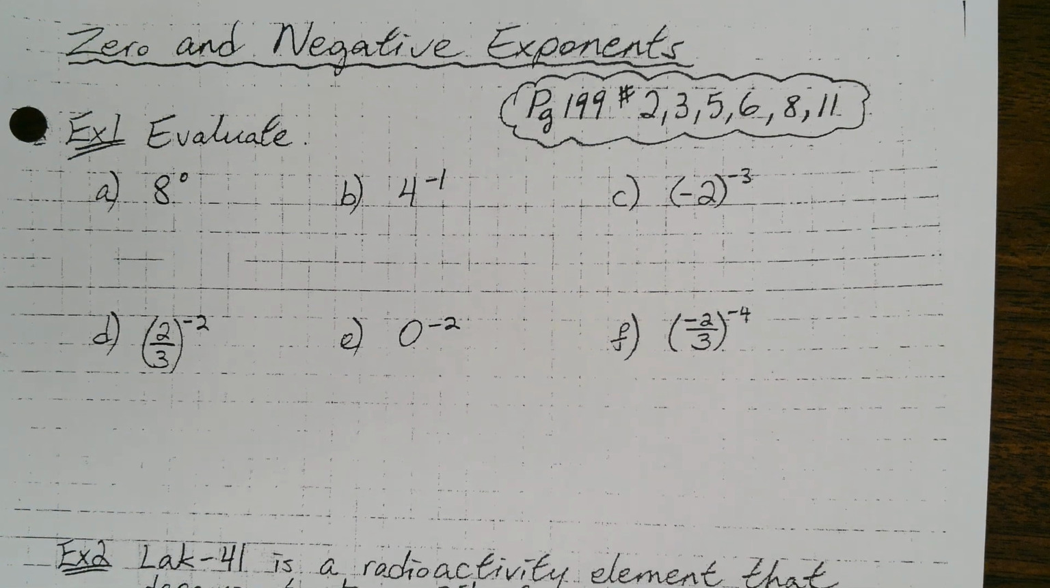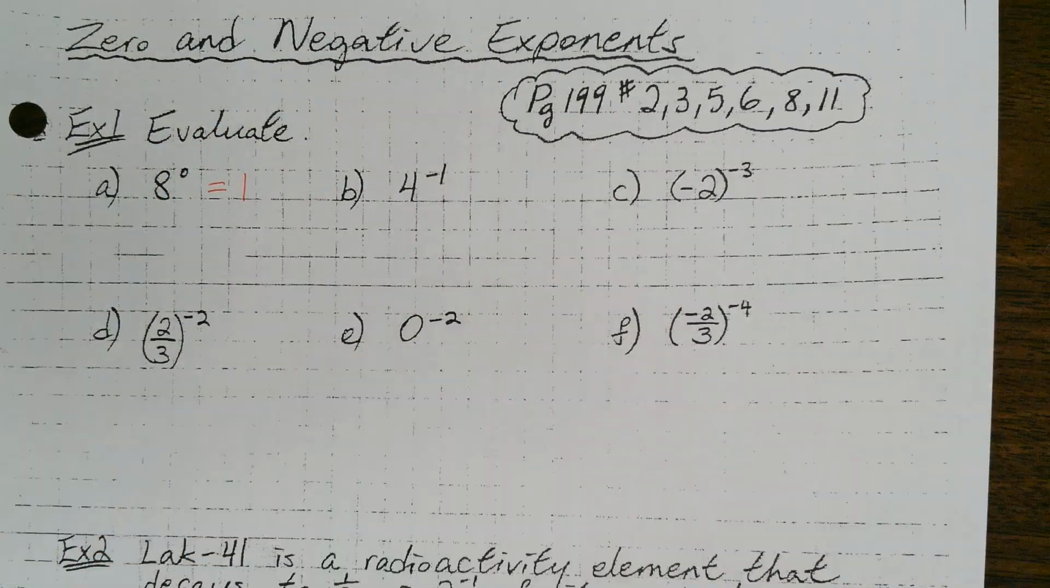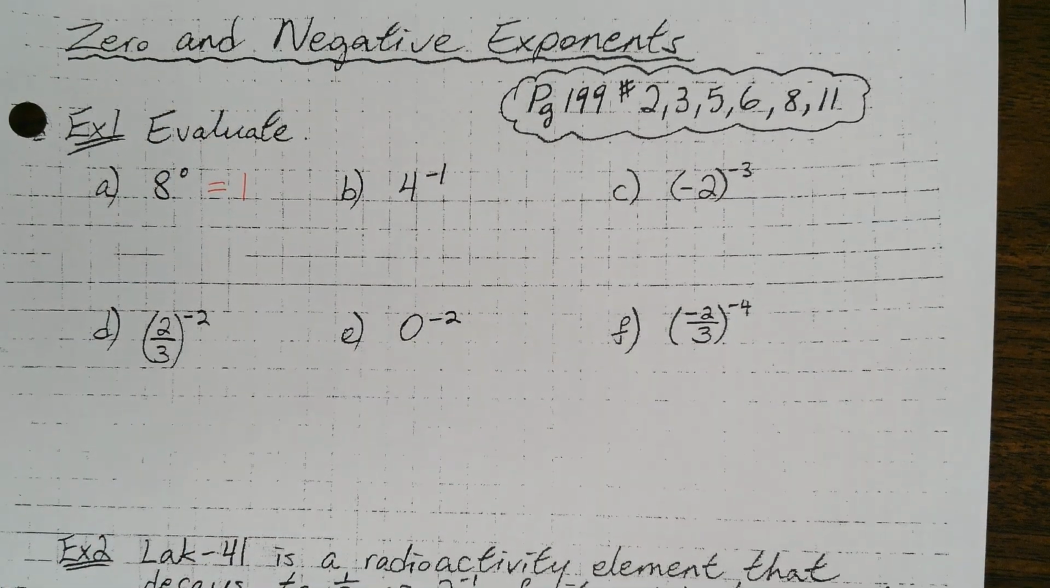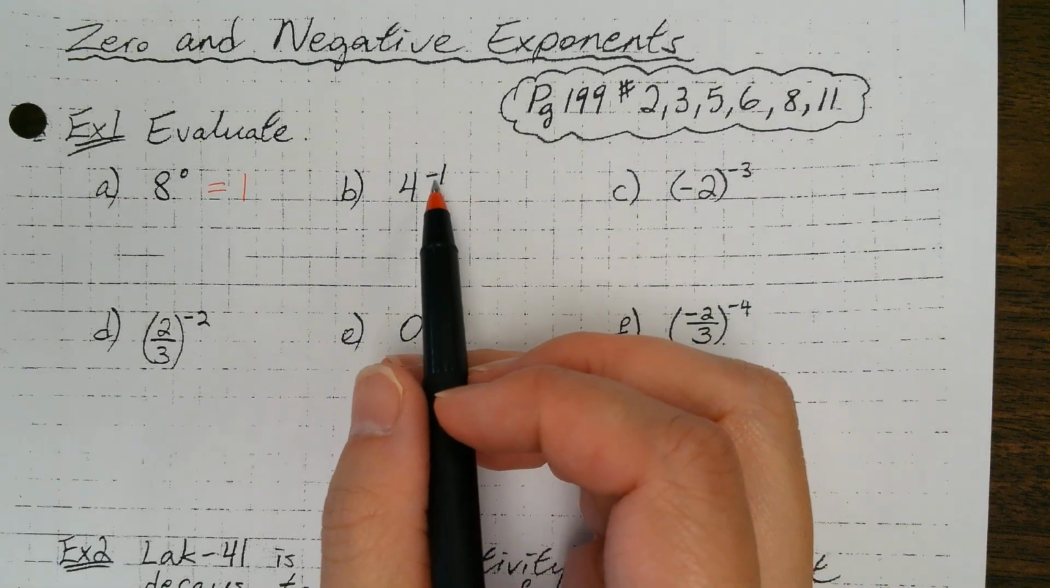Okay, zero and negative exponents. We actually talked about it a little bit yesterday. Anything to the power of zero, what does that equal? 1. Yeah, way to go. That's 1 mark on the test. B. What if I have a negative exponent?